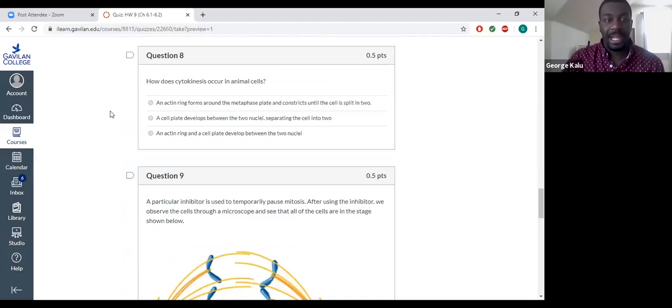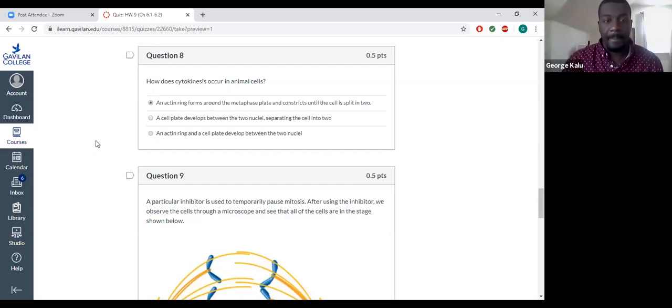Question 8. How does cytokinesis occur in animal cells? A, an actin ring forms around the metaphase plate and constricts the cell until it splits in 2. B, a cell plate develops between the 2 nuclei, separating the cell into 2. Or C, an actin ring and a cell plate develop between the nuclei. Right, everyone's got this one. The actin ring forms around the metaphase plate, and it starts to pinch and pinch until the cell eventually splits into 2 individual daughter cells.